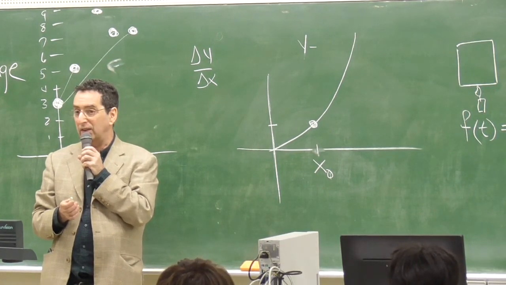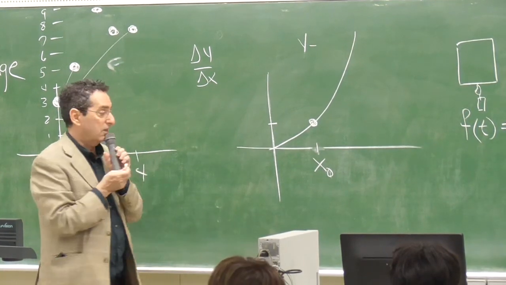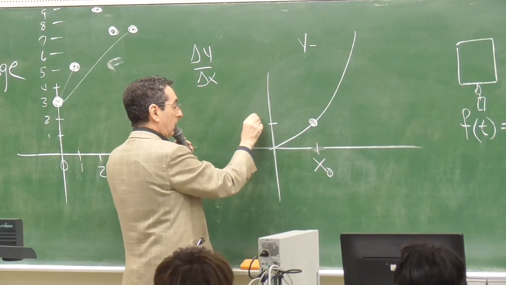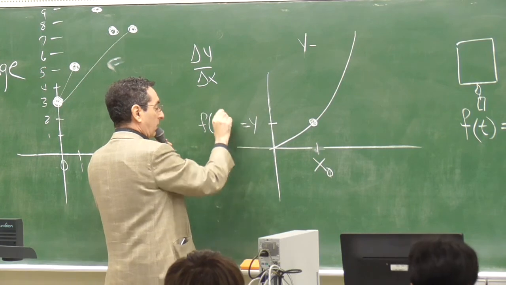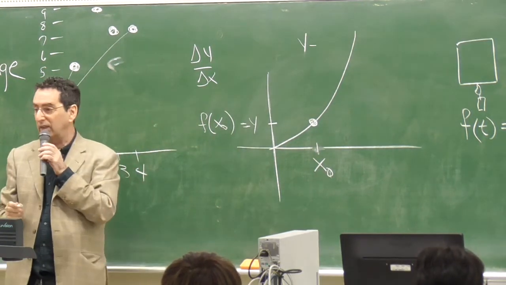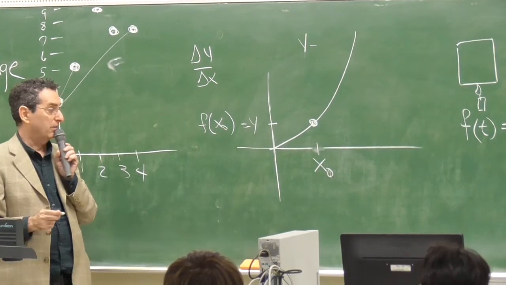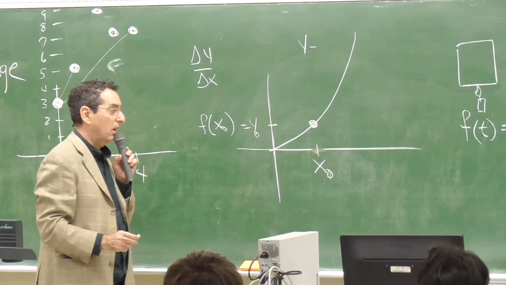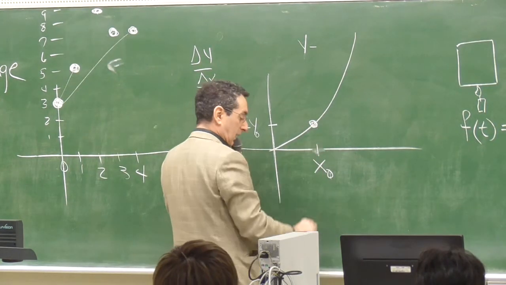We don't care whether it's distance or whatever it is. It's just x and y. So this is called y, which is what? F of x0. Everyone agree so far? So I guess we should call it y0. So how do we get the slope of the tangent line?